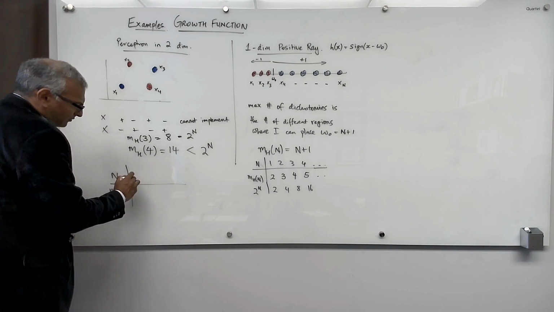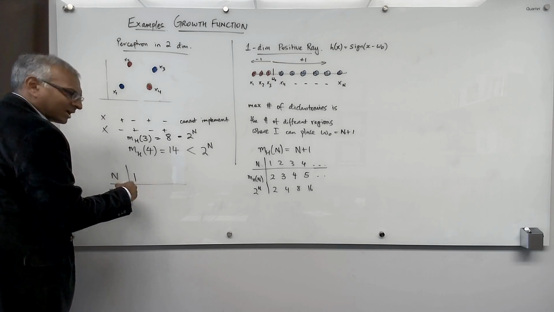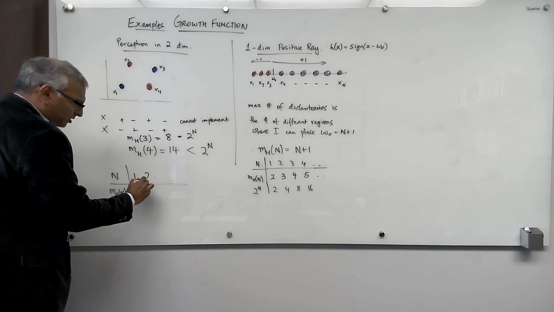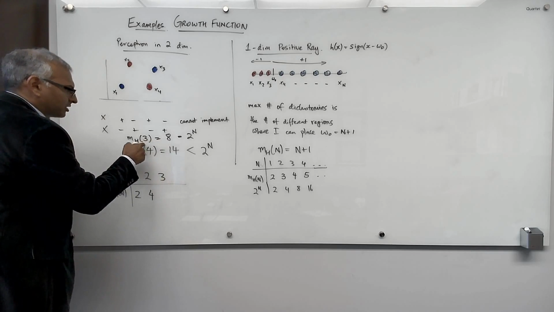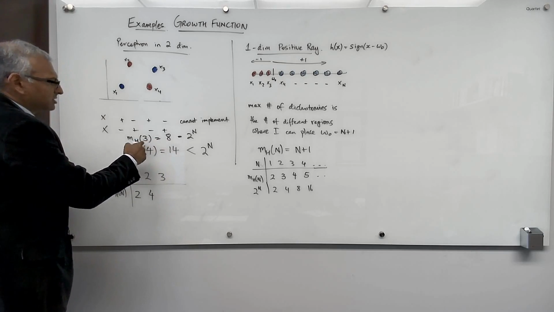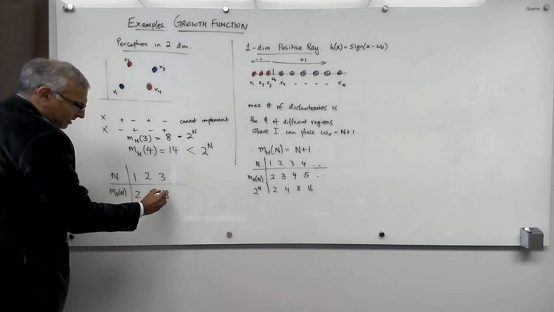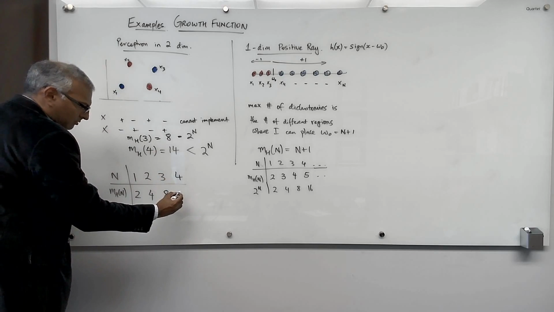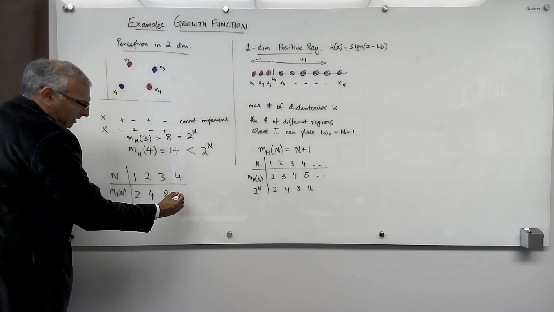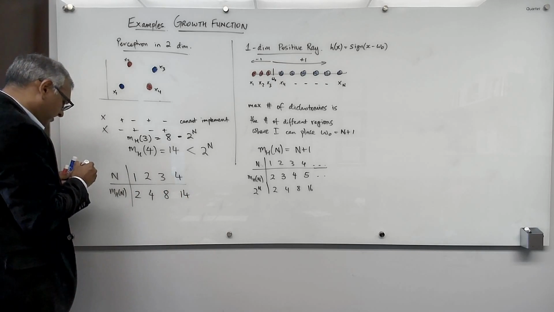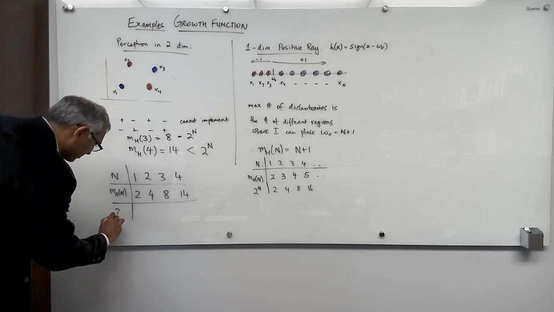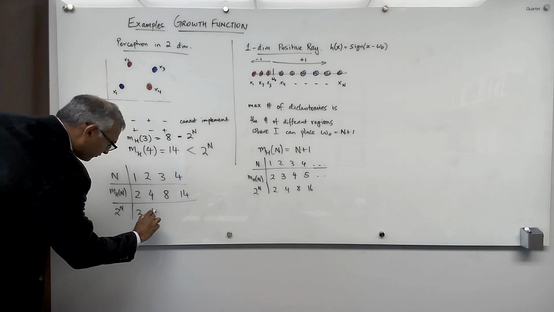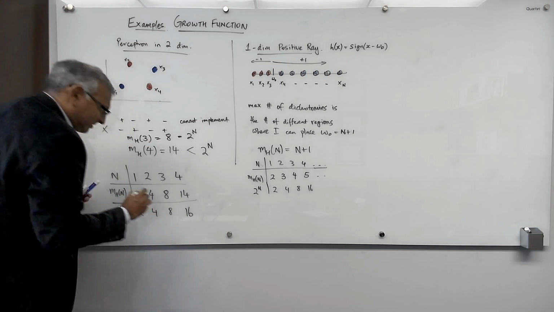It turns out that if you have 1 point or 2 points, you can implement both dichotomies. If you have 3 points, you can implement all 8 dichotomies, if you suitably place them. But if you have 4 points, you can only implement 14 dichotomies. And if I put 2 to the n here for comparison, this is 2, this is 4, this is 8, this is 16.